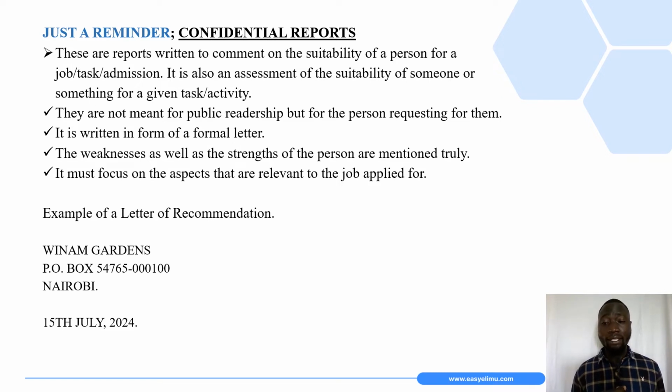Again, this is something that we just mentioned when we were looking at letters of recommendation, that is some of the details to be included. Remember, we said that in recommendation letters, we only highlight a person's strengths, whereas in confidential reports, the weaknesses as well as the strengths of the person are mentioned truly.